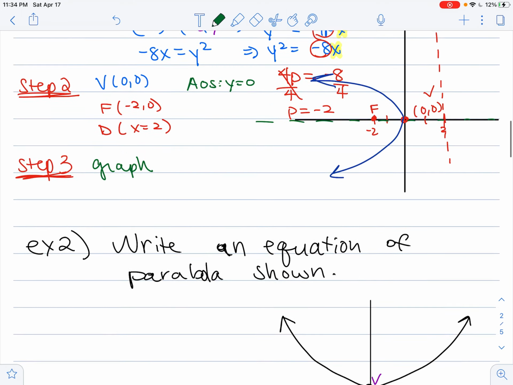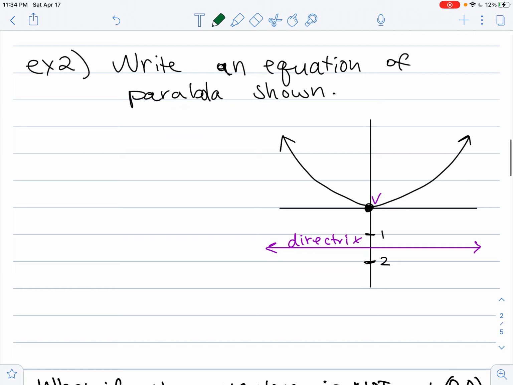Okay, write an equation of the parabola shown. So we know a couple things. We know the vertex is at 0, 0. And we also know, we don't have the focus, but we do know the directrix, if we look at the distance between here to the directrix, is 1.5. Or you could say this is 3/2.